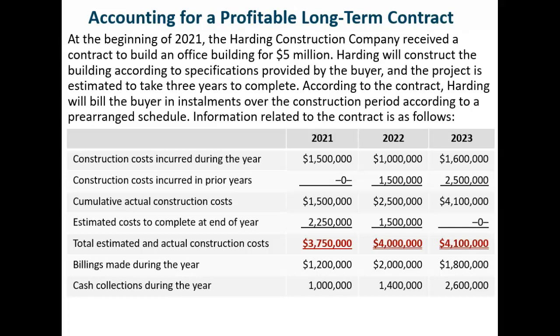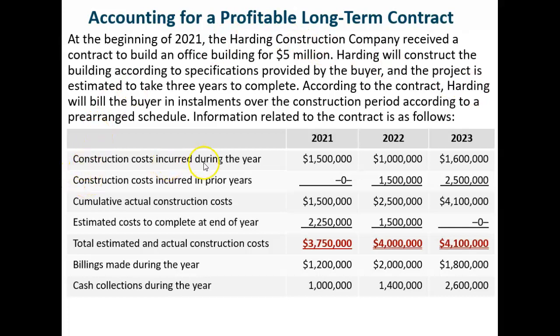At the beginning of 2021, the Harding Construction Company received a contract to build an office building for $5 million. Harding will construct the building according to specifications provided by the buyer, and the project is estimated to take 3 years to complete. According to the contract, Harding will bill the buyer in installments over the construction period according to a pre-arranged schedule. Information related to the contract is shown in your textbook illustration and on this slide.